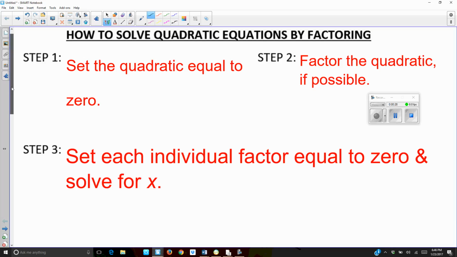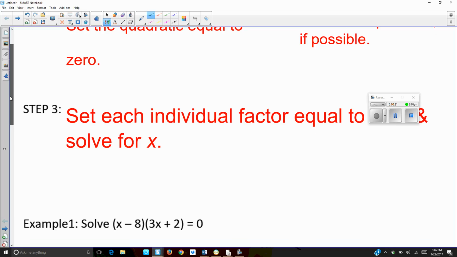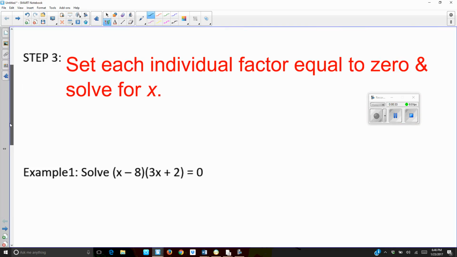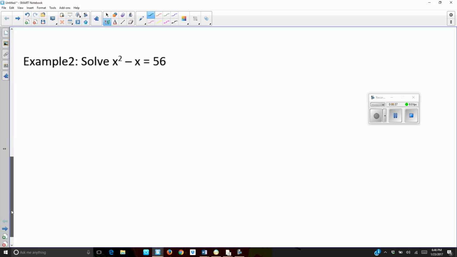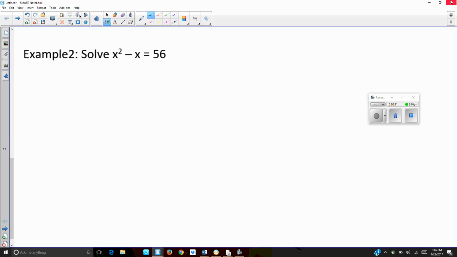So let's look at the examples. We're going to skip number 1 for right now. We're going to come back to that one at the end. But let's start example number 2. So we're going to solve this problem. So let's follow the steps from above.